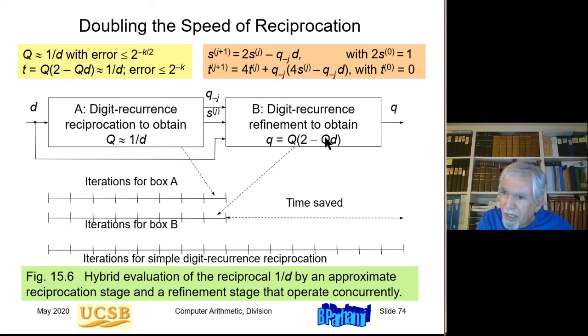Okay, we will understand this equation much better in the next lecture because we use it there for division. So for now, just accept the fact that this equation refines the approximate reciprocal, and then we'll justify it next time.